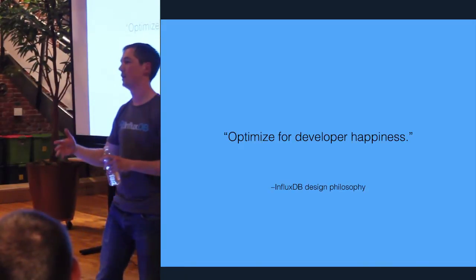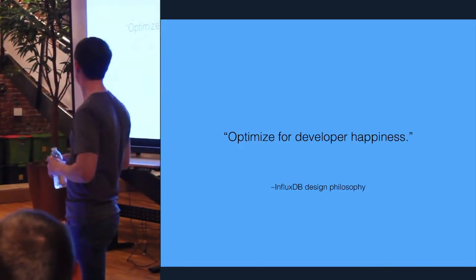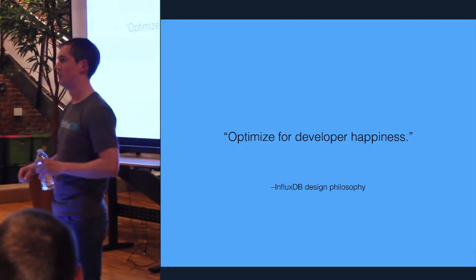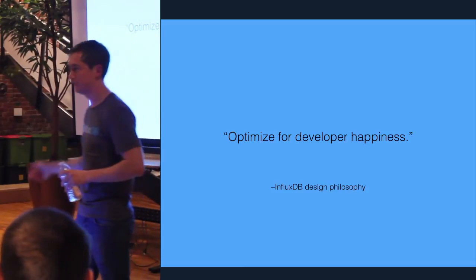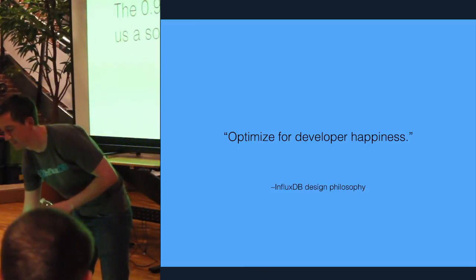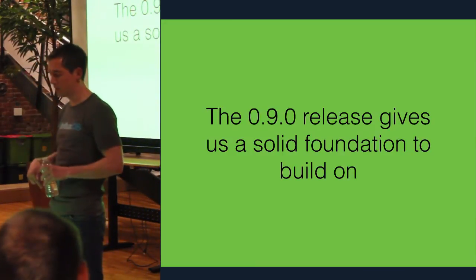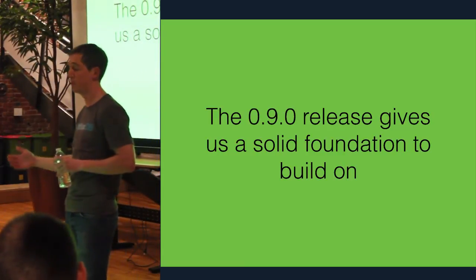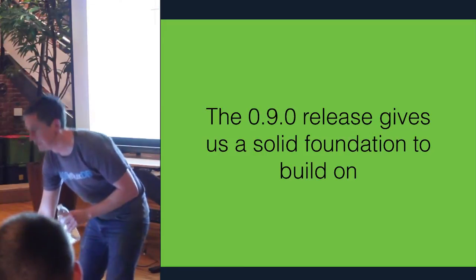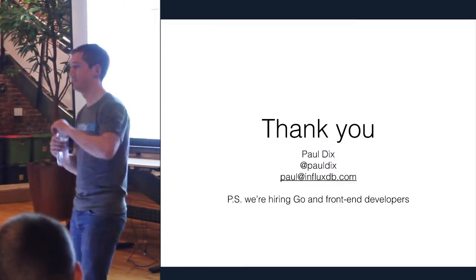And ultimately, we felt that the rewrite path was the path that would best help us serve this goal, optimizing for developer happiness. And 0.9 gives us a solid foundation to build on and actually drive forward to 1.0. So, that's it.